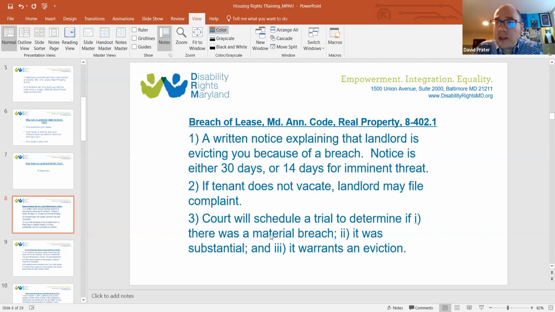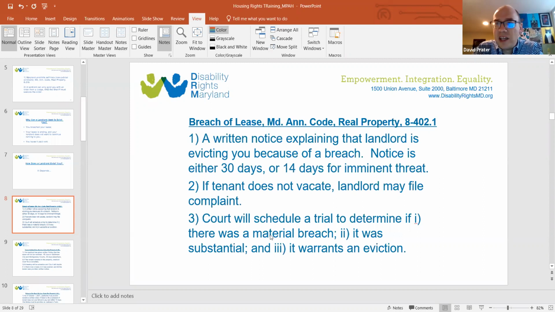So after the landlord files a complaint, the court will then schedule a trial, and the court is really trying to decide three things. One, was there a material breach? Two, was the material breach substantial? And three, does it warrant an eviction? So that last one, does it warrant an eviction, is sometimes what we call an equitable prong of this statute. And really what the court is trying to decide is, is this really an issue that merits someone being evicted?